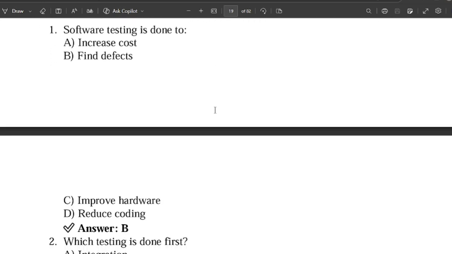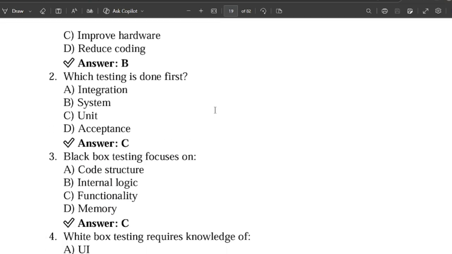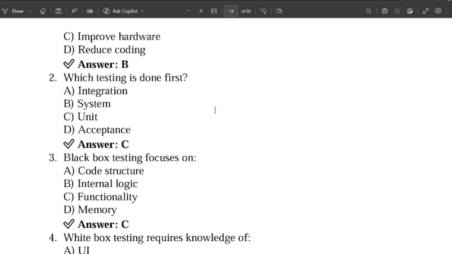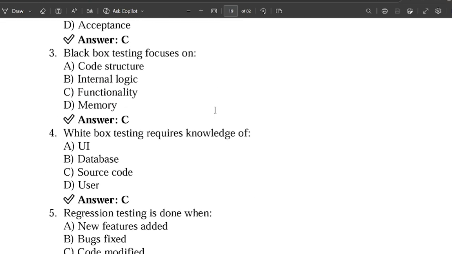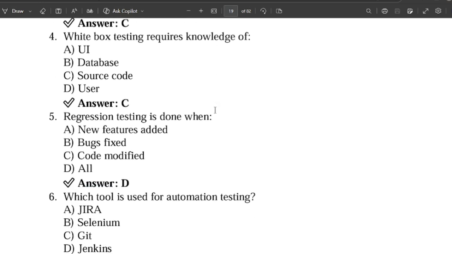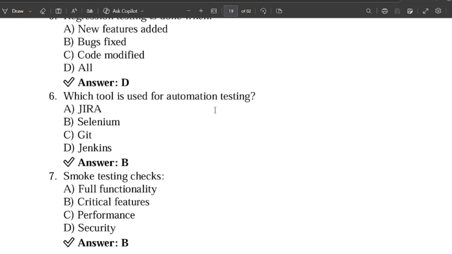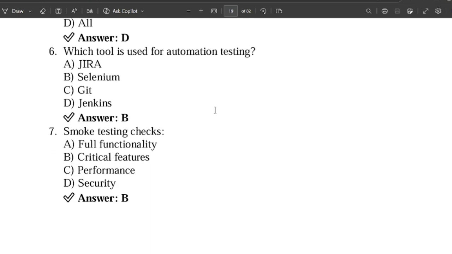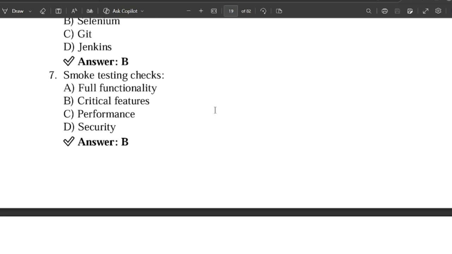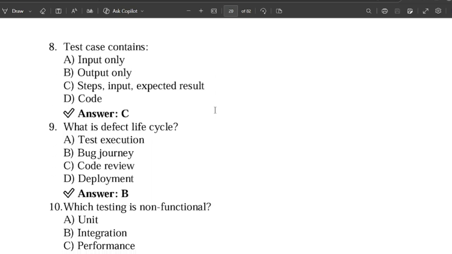Next one is testing and automation. Software testing is done to find defects. Which testing is done first? Unit. Black box testing focuses on functionalities. Which box testing requires knowledge of source code? White box. Regression testing is done when code changes. Which tool is used for automation testing? Selenium. Smoke testing checks critical features. Test case contains steps, input, expected result.